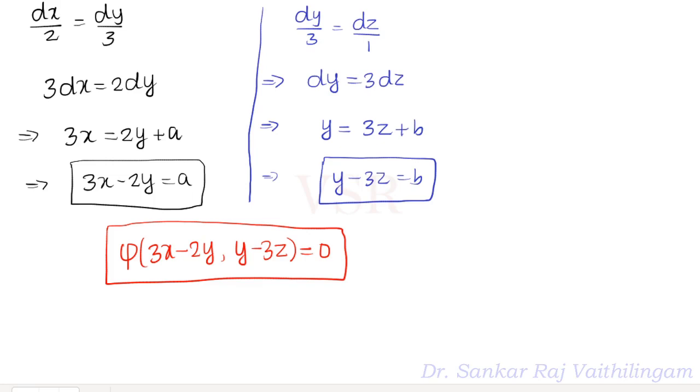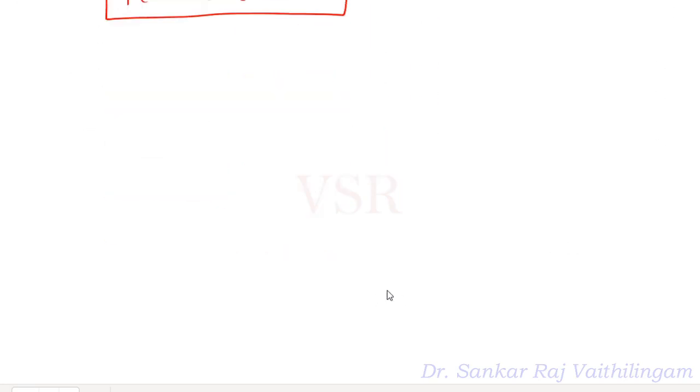So that is simple. The 13th problem, what they have given is 3p plus 4q, which is equal to 2.